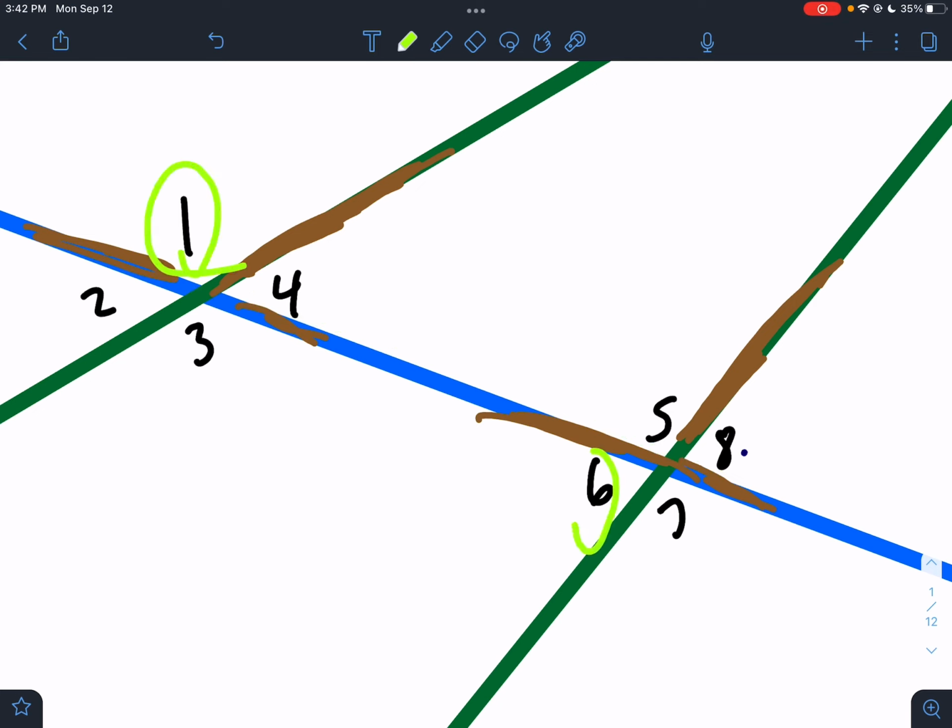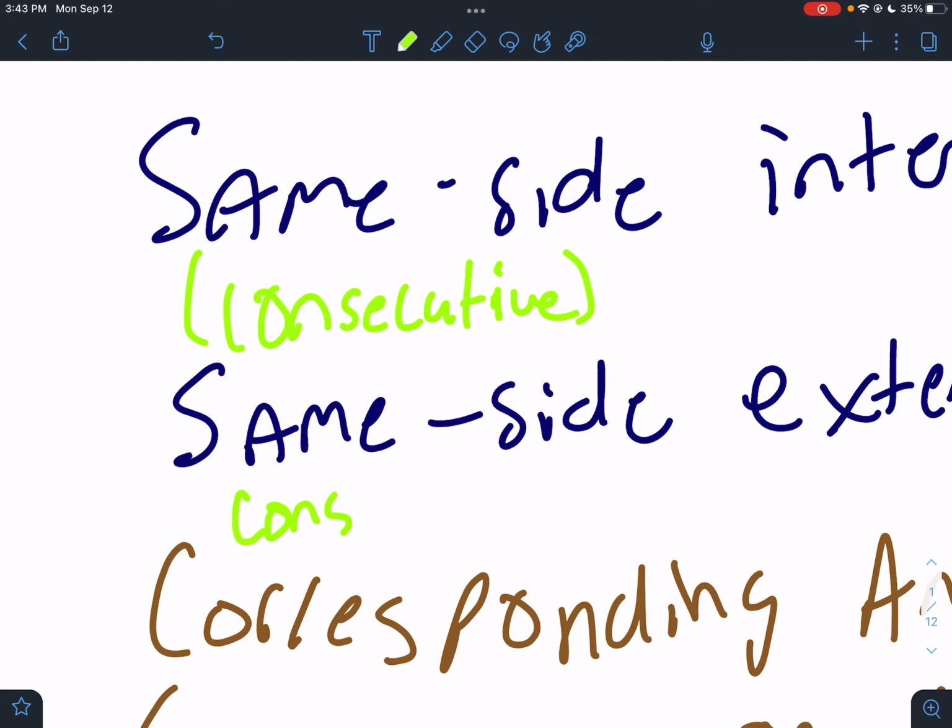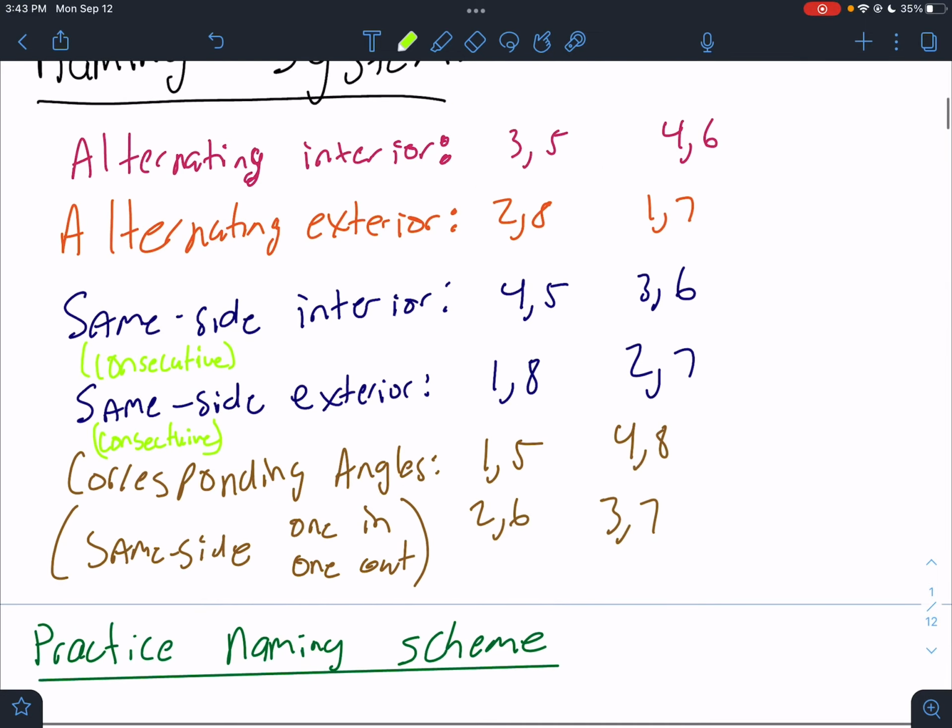Something you do need to know for sure is same side is sometimes listed differently. If you Google it, they'll call it consecutive. So it's consecutive interior and consecutive exterior. So if you ever see it called consecutive, they're talking about the same thing I am. All right. That's the naming scheme. We're going to practice the naming scheme now.